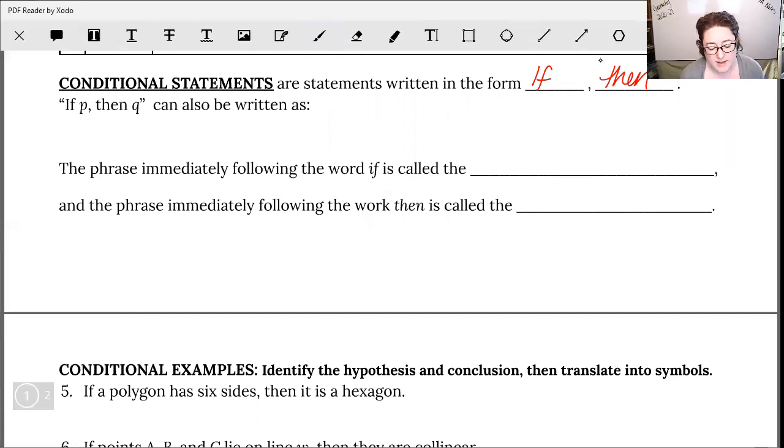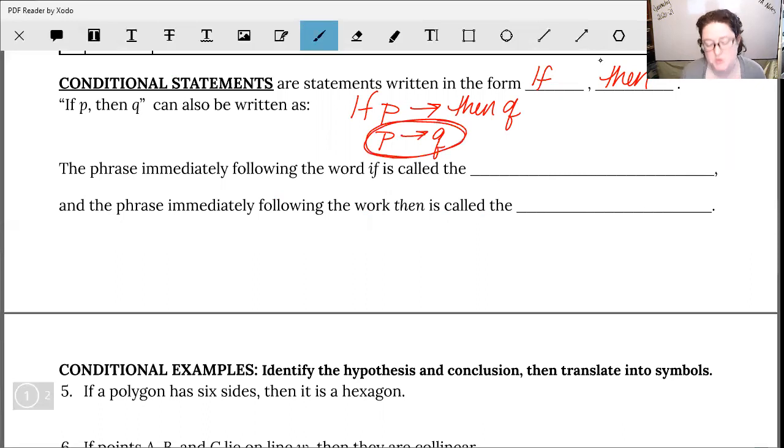We could also write it if P, then Q. And we could also do this in symbols, and this is where that arrow comes in. So we could say if P, then Q. But most traditionally, and this is the one I want you to circle or star, in symbols, it's going to look like P, arrow, Q. That's how you're going to see this most often.